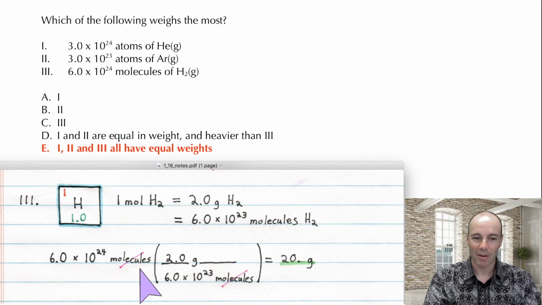And again, to see the calculation, you start with your number of molecules in the choice, and then using this to build the conversion factor, the molecules cancels the molecules. The 6 cancels the 6. And 10 to the 24th over 10 to the 23rd gives you 10. And so you're left with 10 times 2, which is 20. And so all three choices weigh 20 grams. And the answer is E.